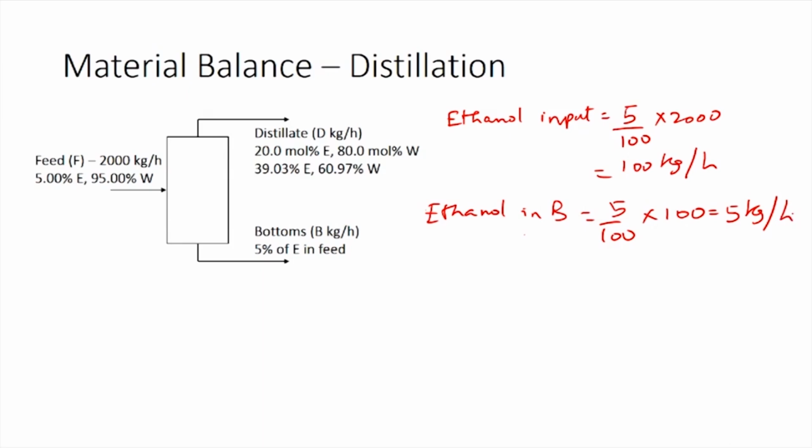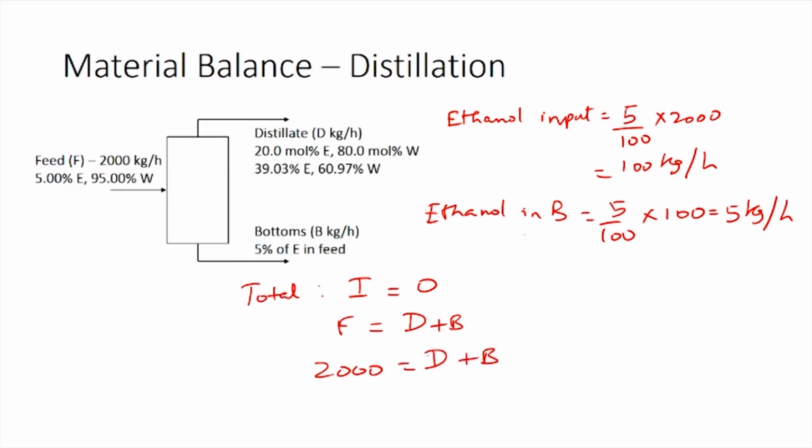Now that we have calculated all the information from the problem, let us perform the total and component balances for this system. What would be the total balance for the system? The total balance is given as input equals output. So, input here is F or the feed, which is equal to the sum of the distillate and the bottoms, giving you 2000 kilograms is equal to D kilograms per hour plus B kilograms per hour.